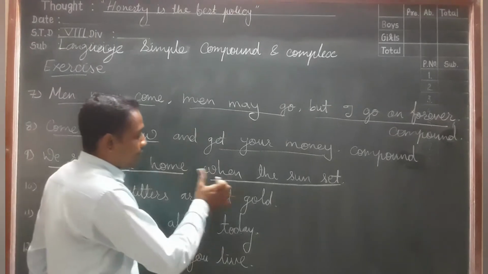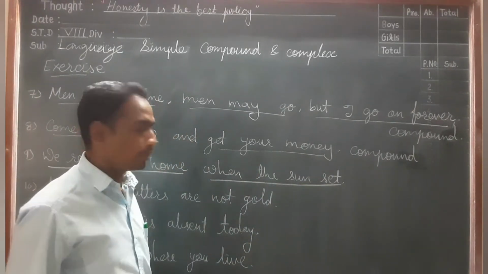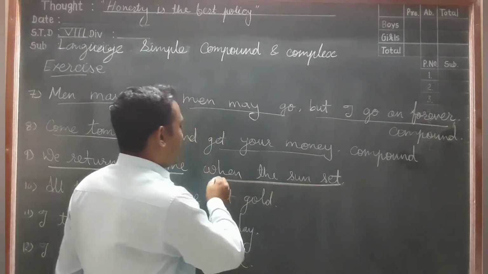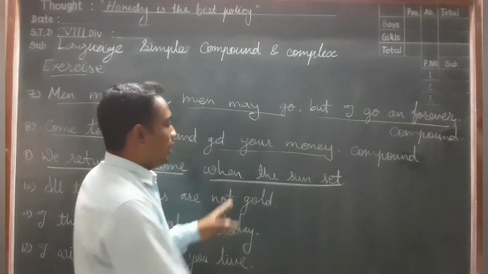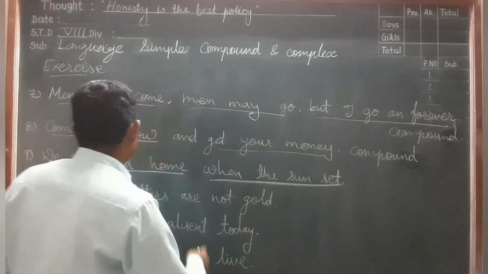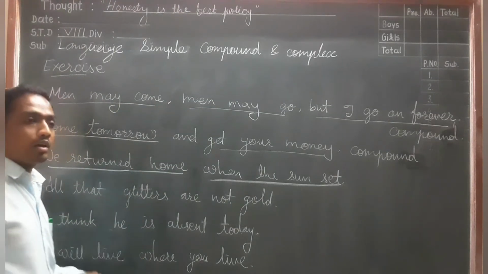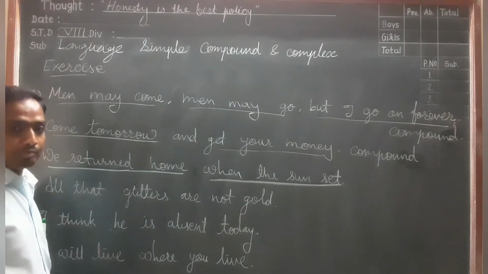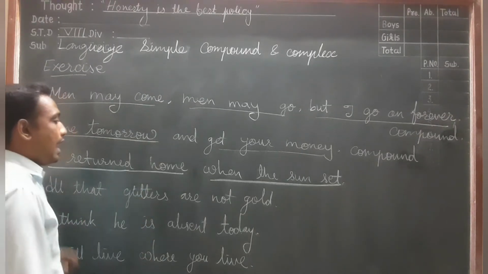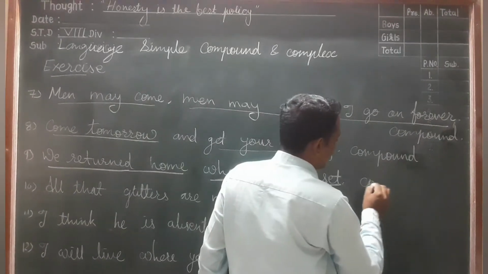But when the sun set. When the sun set. The sun set. When the sun set. It is a dependent clause. The sun set. It needs we return home to make its complete meaning. So this is an example of a complex sentence.